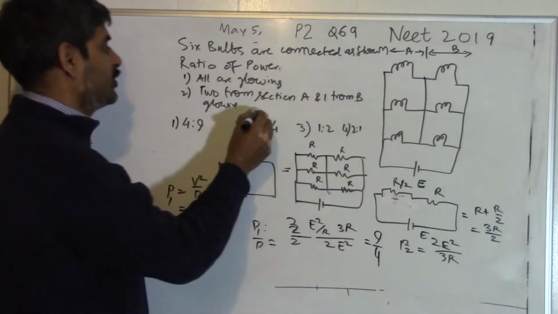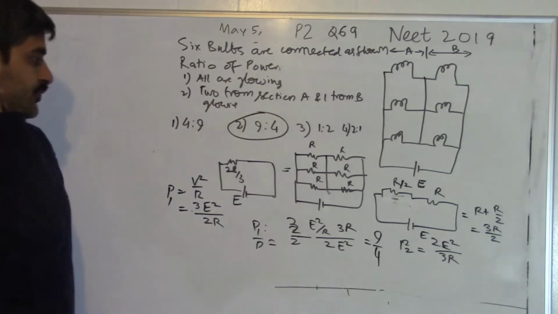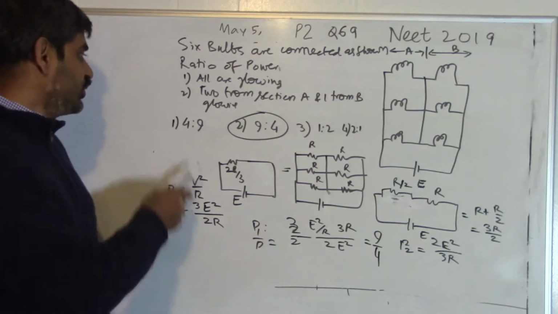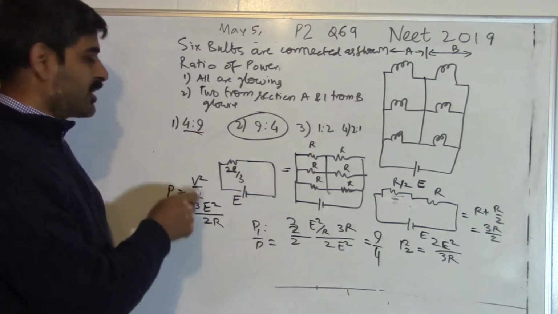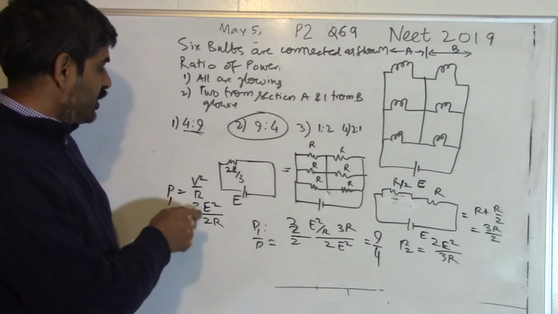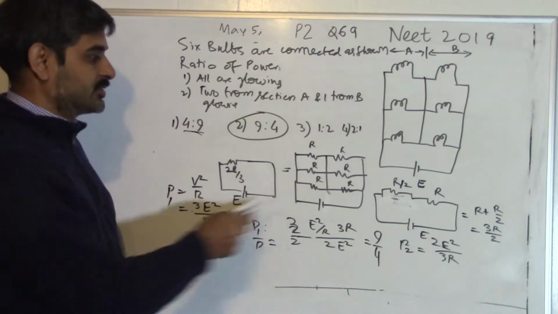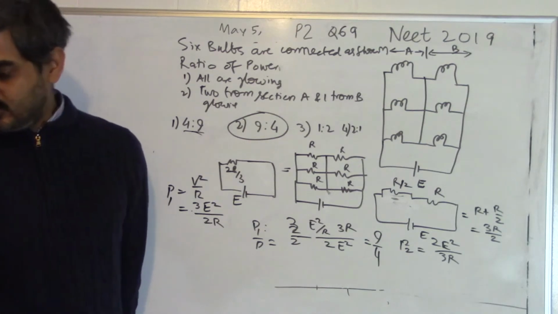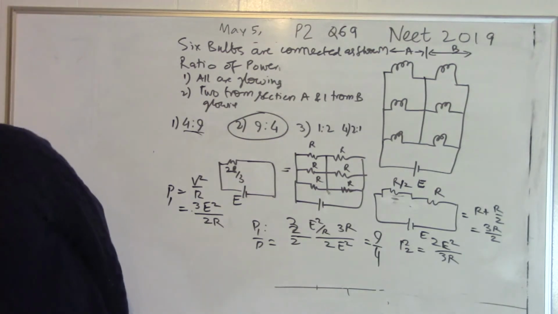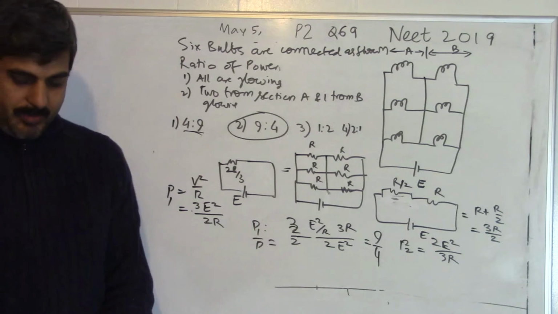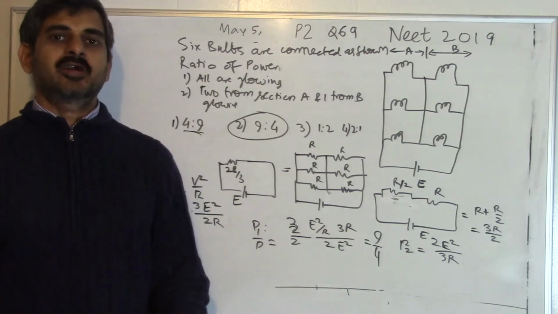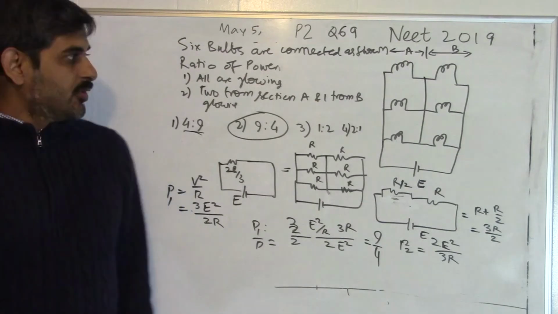So our answer should be this. Make sure you have a temptation to use this one. If you are not careful, you can take this resistance ratio, and then you can end up with the answer as 4:9, which may not be correct. So this was a simpler problem in electric current, and you should do all the electric current problems if you want to score in NEET.